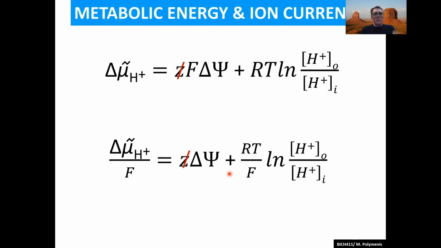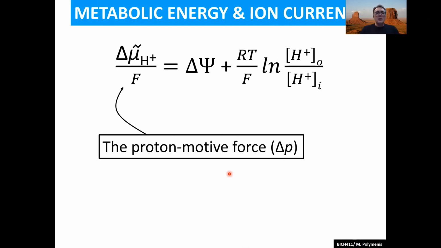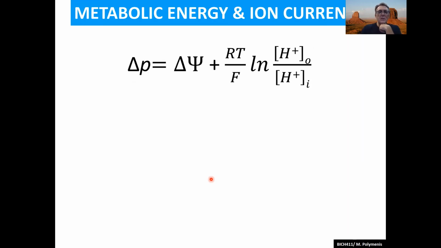Z is now 1 plus 1, so we can take it out. And we have a new term here. If we divide everything by the Faraday constant, we have the proton motive force, which again, that's Peter Mitchell's term that he used. It is the movement of protons, the power that gives the force to the cell to do stuff like making ATP. And we're dealing with a difference in concentration of protons, which of course is pH.